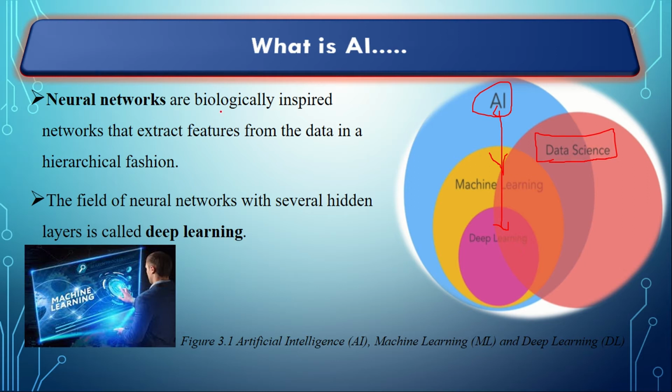Neural networks are biologically inspired networks that extract features from the data in a hierarchical fashion. The field of neural networks with several hidden layers is called deep learning.